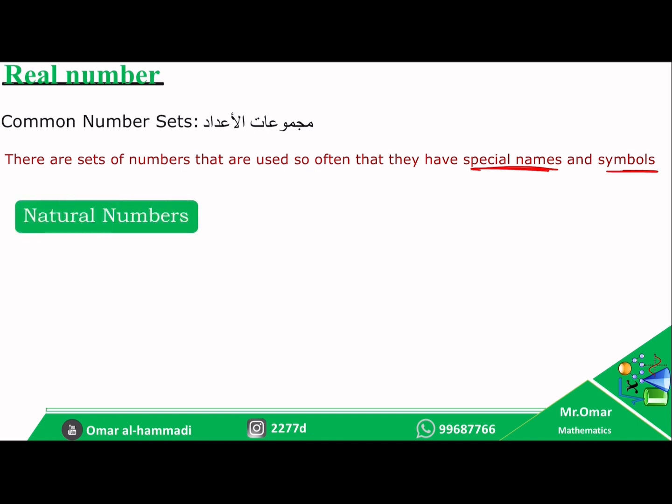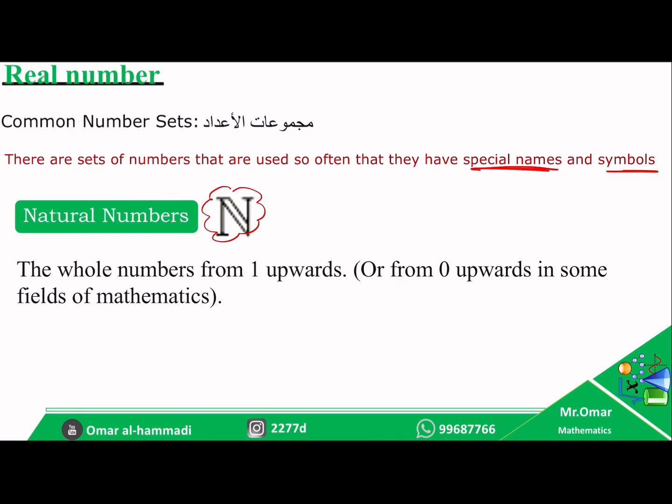First of all, natural numbers. This is the symbol we use, N. And the natural numbers contain what? The whole numbers from 1 upwards, or in some fields from 0 upwards. So we will start from 0 upwards. And this is the set.